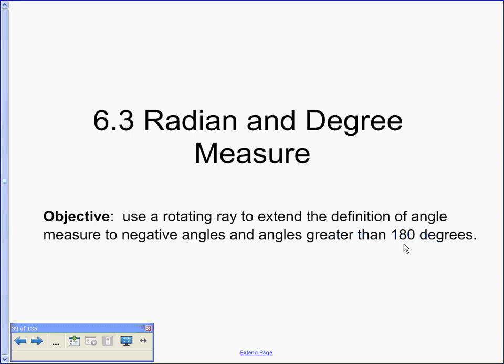In section 6.3, we're going to be learning about radian and degree measures. This section 6.3 we're going to cover in actually 3 parts, and the first part is what I'm covering here. We're going to be using a rotating ray to extend the definition of an angle to measure negative angles, angles greater than 180 degrees, and then of course your standard positive angles.